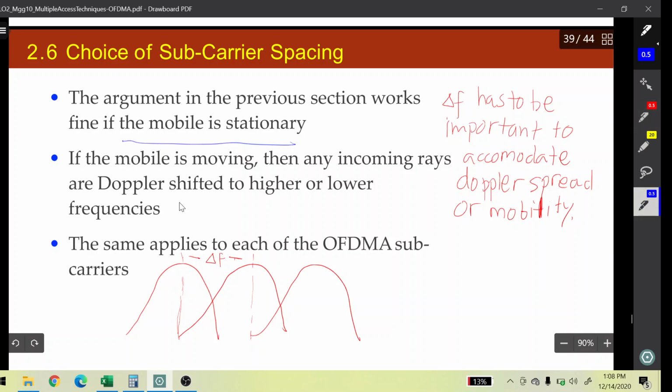Why? Because when Doppler spread happens, the frequency over here is shifted into this part, for example. Then it will not reach the value at that frequency where the neighboring subcarrier has already reached zero value. This one is already zero value, right? This one is null.